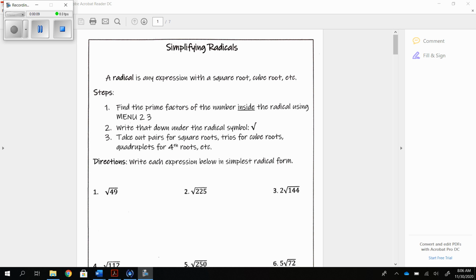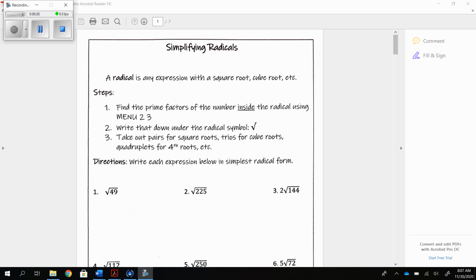All right, today we are starting with simplifying radicals. And according to your notes, it says a radical is any expression with a square root or cube root, etc. All right, and these are the steps to get our answer. What we need to do is simplify radicals.